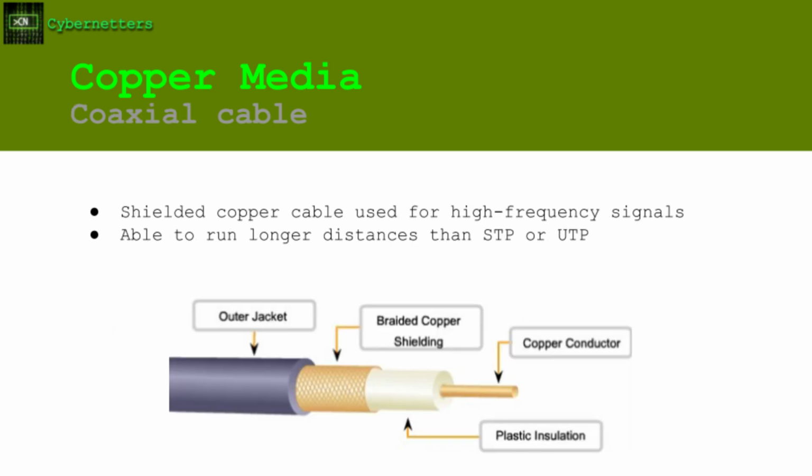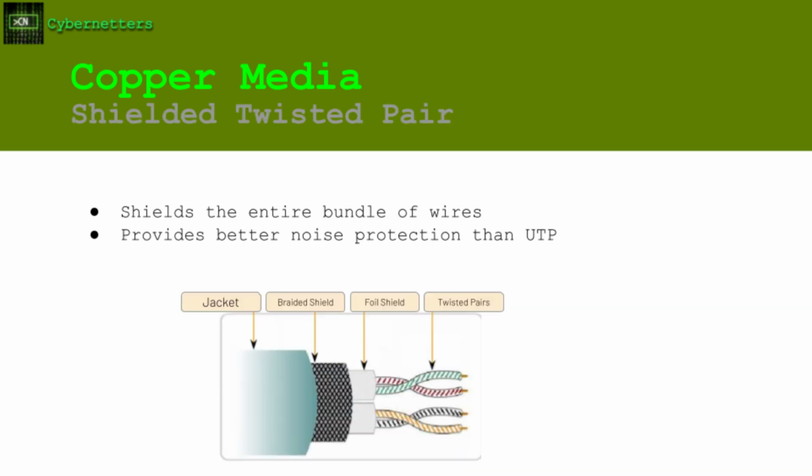We also have a coaxial cable, which is a shielded copper cable used for high-frequency signals. It is able to run longer distances than STP or UTP. It consists of an outer jacket, a braided copper shielding, a copper conductor, and a plastic insulation. We also have the shielded twisted pair, also known as STP. STP cable shields the entire bundle of wires within the cable as well as the individual wire pairs to provide better noise protection than UTP.